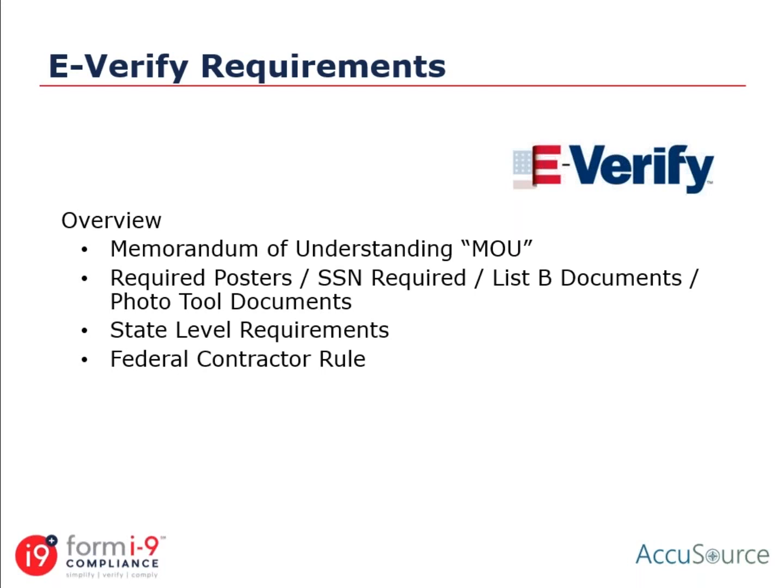And we talked about briefly the federal contractor rule, where if you're a federal contractor and you have a federal contract and it has what is called the FAR clause within that contract, you're required not only to do all your new hires, but you're required to go backwards and do either those assigned to the federal contract or all your existing employees.